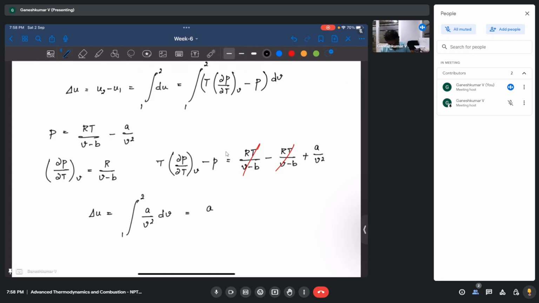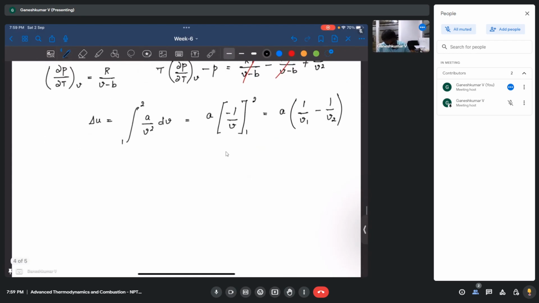This turns out to be simpler, and it is going to be simply a times (1/V1 − 1/V2). This is the change in internal energy you will get for an isothermal process for a gas which obeys the Van der Waals equation of state. Let me just box it out. Delta U is going to be a times (1/V1 − 1/V2).